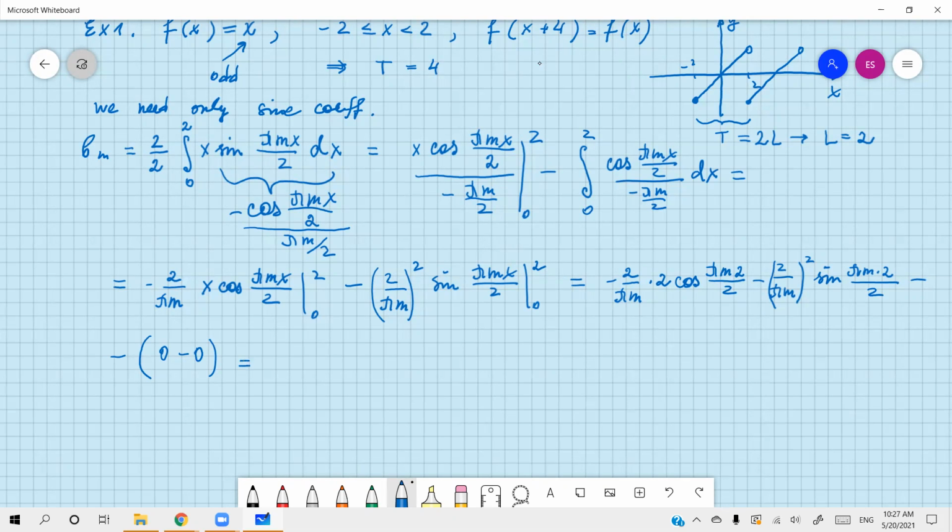Well, basically, I'm already almost done. I just need to simplify my expressions. Well, I'm going to multiply this 2 and 2 and get 4 over pi m. Don't forget about the minus. Cosine, and here the 2 cancels, so it's pi m, and over here minus, I guess, 4 squaring 2, and pi square m square, and the sine of pi m.